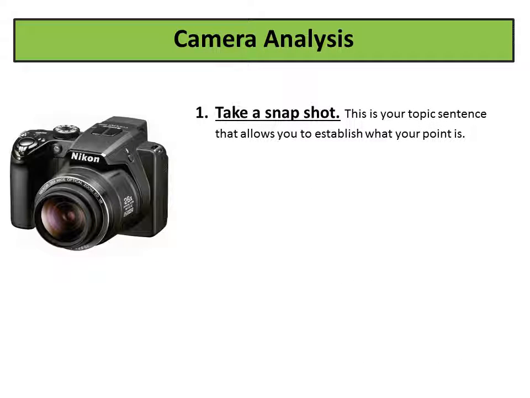So the first thing you could do is to take a snapshot. So this is in effect your topic sentence, and it allows you to establish what your point is. So if you think about the old structure of P.E.E., this is the first part where you say in one sentence what you're going to be writing about in that paragraph. So if we use the idea of a hot air balloon, then you can take a snapshot with the hot air balloon in the distance.